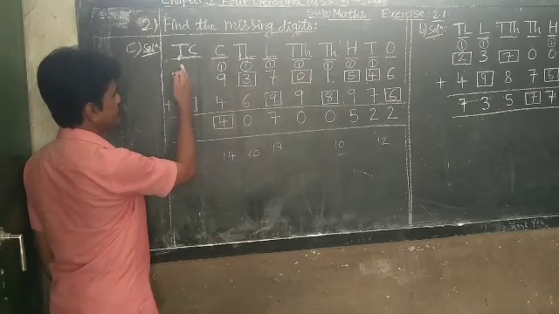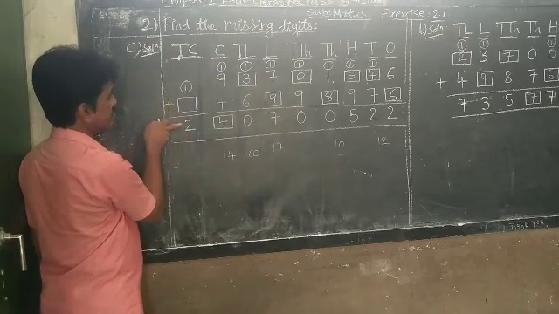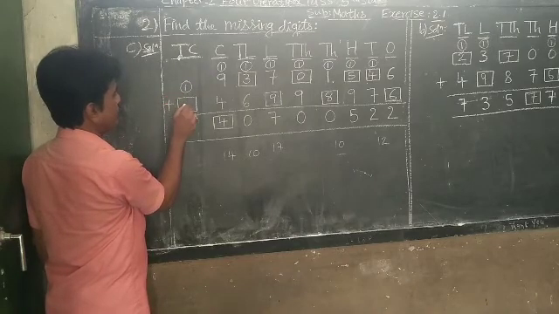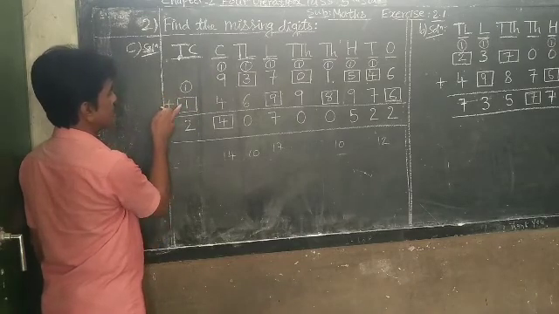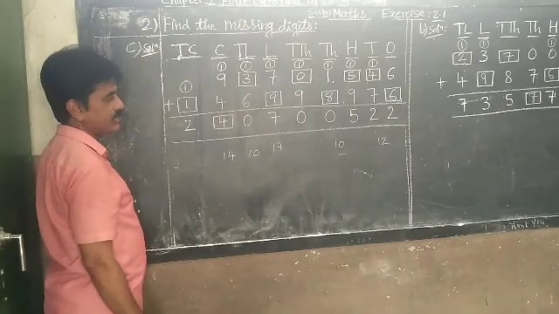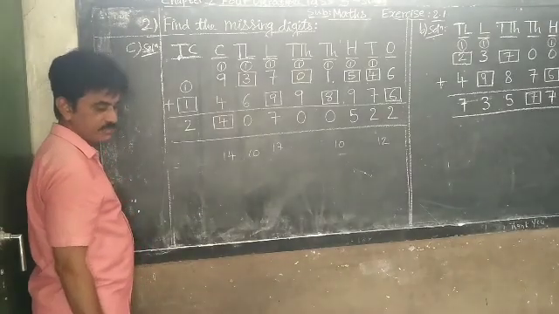Now see in the 10 crores place, what is given? The answer given is 2. Already 1 is carried here. If you put another 1, 1 plus 1, 2. This is how you have to write the missing digits or numbers.